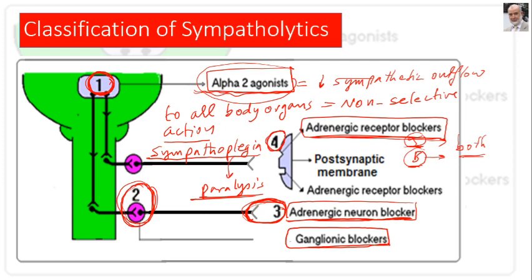Okay? So the last group are the adrenergic receptor blockers. They either block an alpha receptor or they block a beta receptor or they block both. There are three different groups. In this case, these drugs have more selective action. Why? Because they will produce actions related to the receptor they block only. They don't produce general sympathoplegia. Okay? So this is the classification of sympatholytics. They are classified into four groups as we have said.